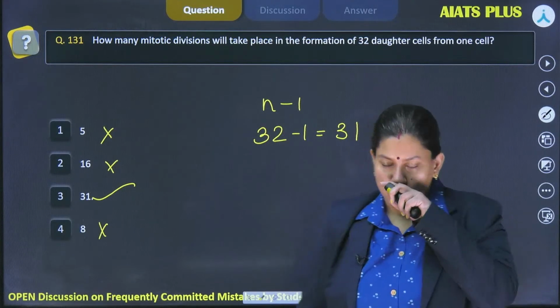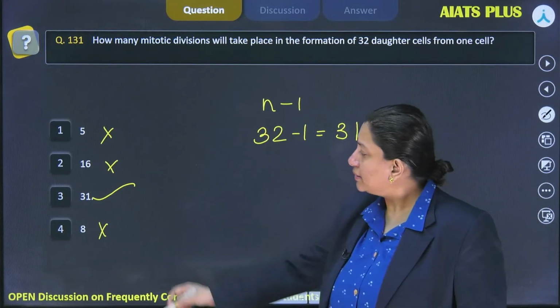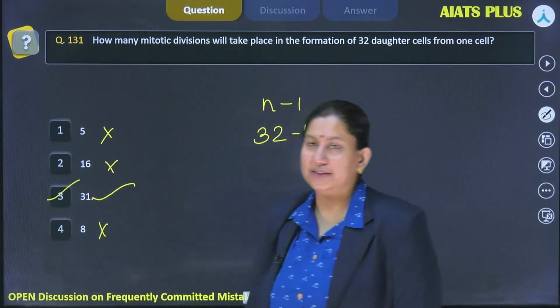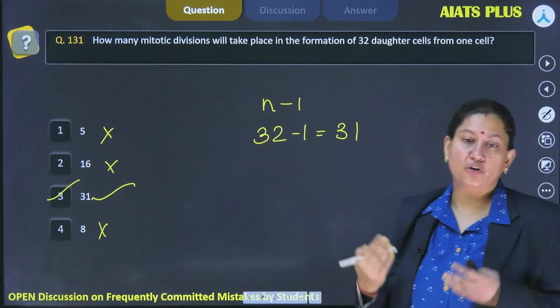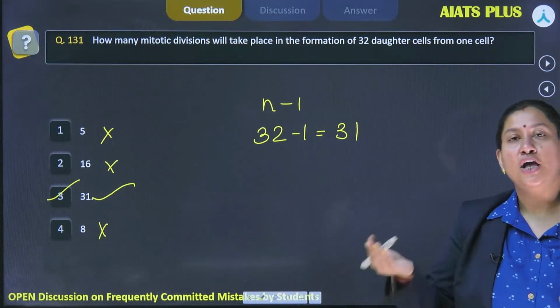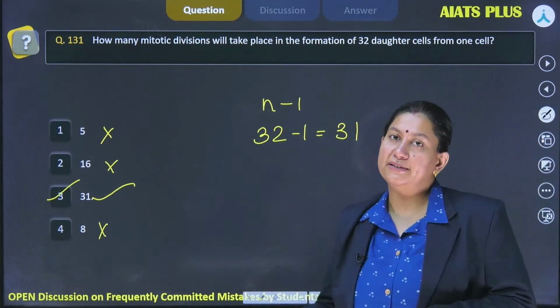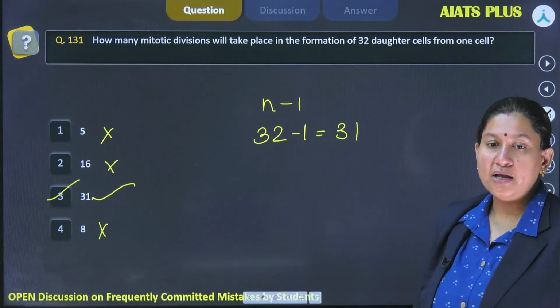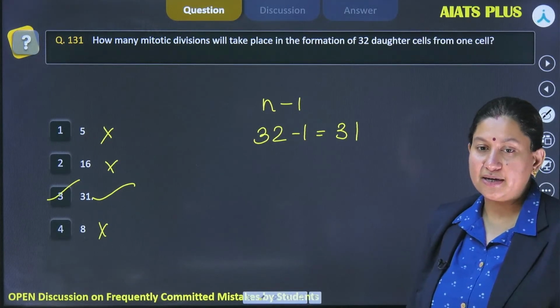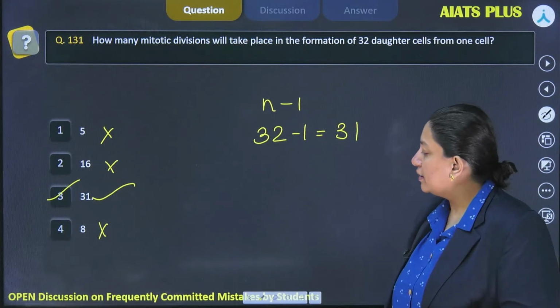So the correct answer is going to be option number 3. This is a really easy question, a very simple formula, n minus 1. Whatever number of daughter cells you have, just subtract 1 from it and you will get your answer, right? Okay, so multiple students are giving the correct answer, very good. All right, now let's move ahead.